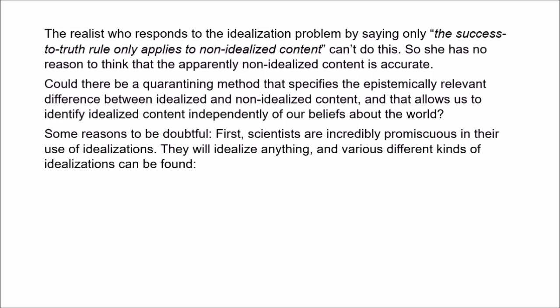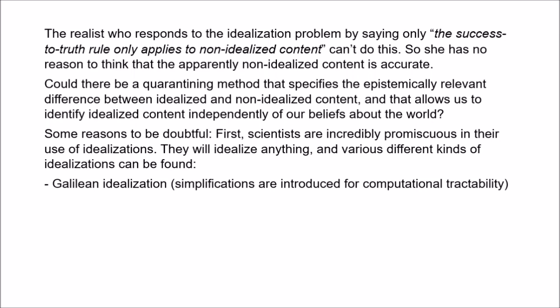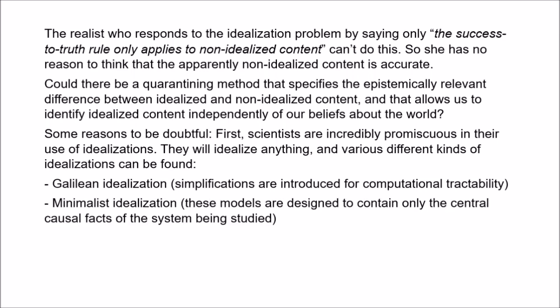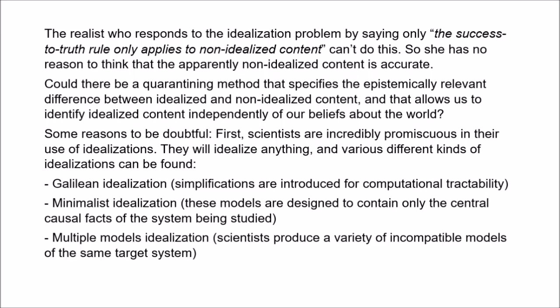Unsurprisingly then, we find various different kinds of idealization in the sciences. Michael Weisberg, in his article Three Kinds of Idealization, distinguishes three kinds. In Galilean idealization, theories are simplified so as to be made computationally tractable, and there is an expectation that these idealizations can gradually be removed by improving computational abilities or by using theory to construct more specific models. In minimalist idealization, scientists construct models that contain only the central causal factors to the phenomenon being studied. In multiple models idealization, scientists produce a variety of incompatible models of the same system.